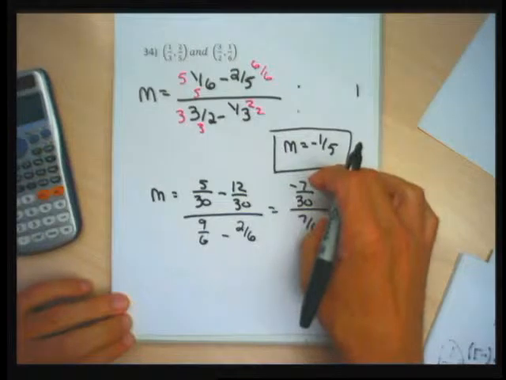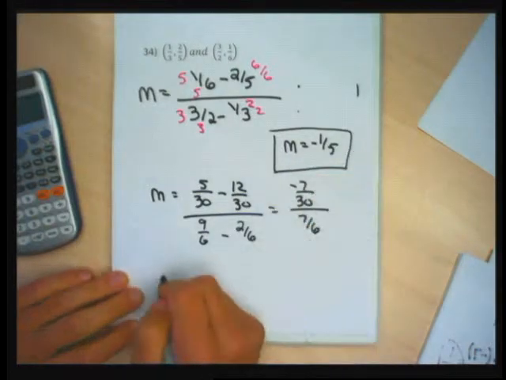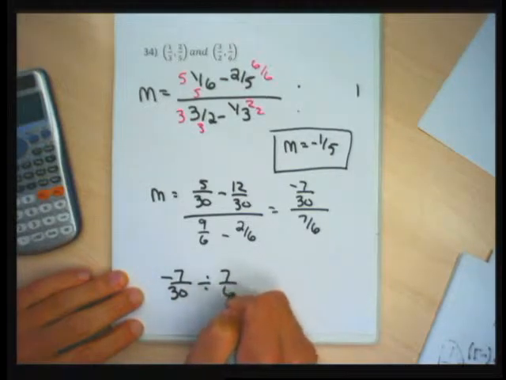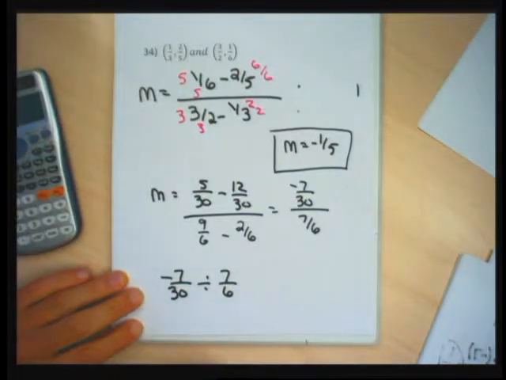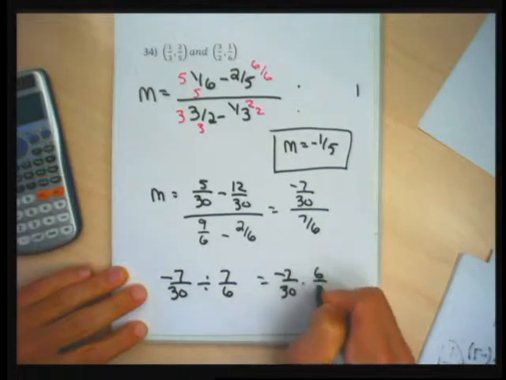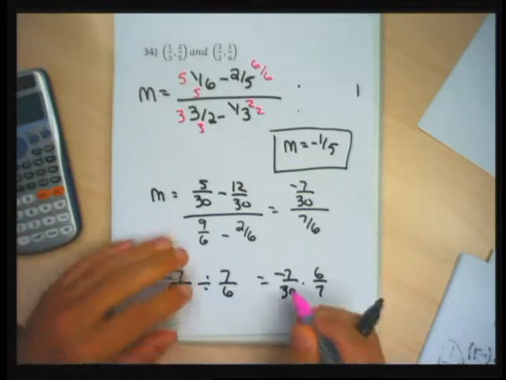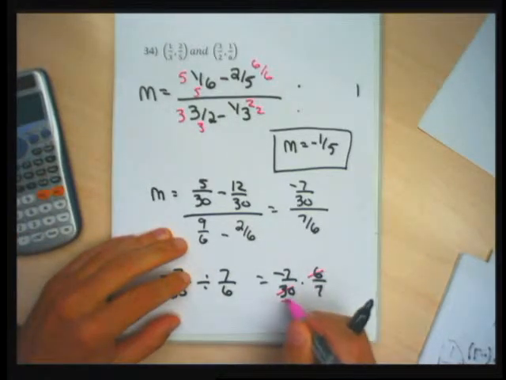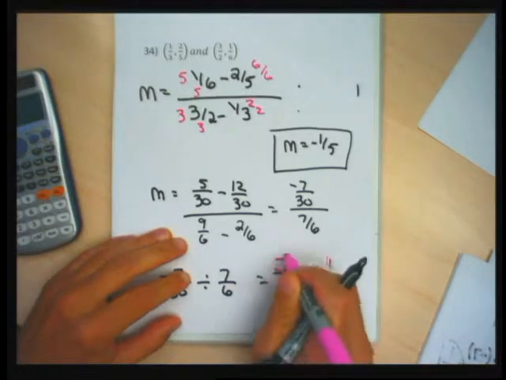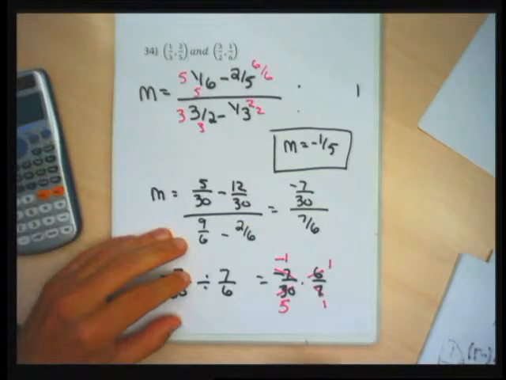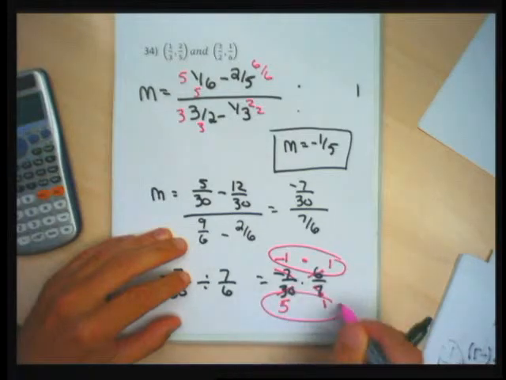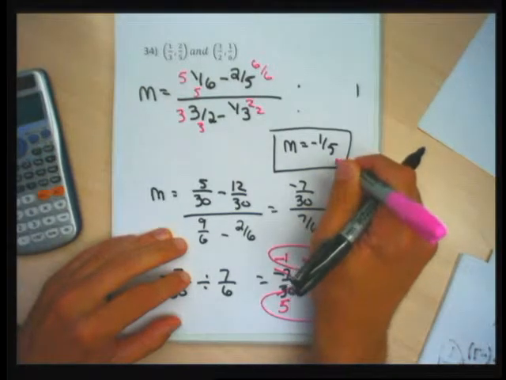This is a mess. I can rewrite this as a division problem. This is negative 7 over 30 divided by 7 over 6. Now I can invert and multiply. This is negative 7 over 30 times 6 over 7, and I can cancel. 30 divided by 6 is 5. 6 divided by 6 is 1. Negative 7 divided by 7 is negative 1. 7 divided by 7 is 1. And I'm going to multiply negative 1 times 1, 5 times 1, and that takes me to the negative 1/5.